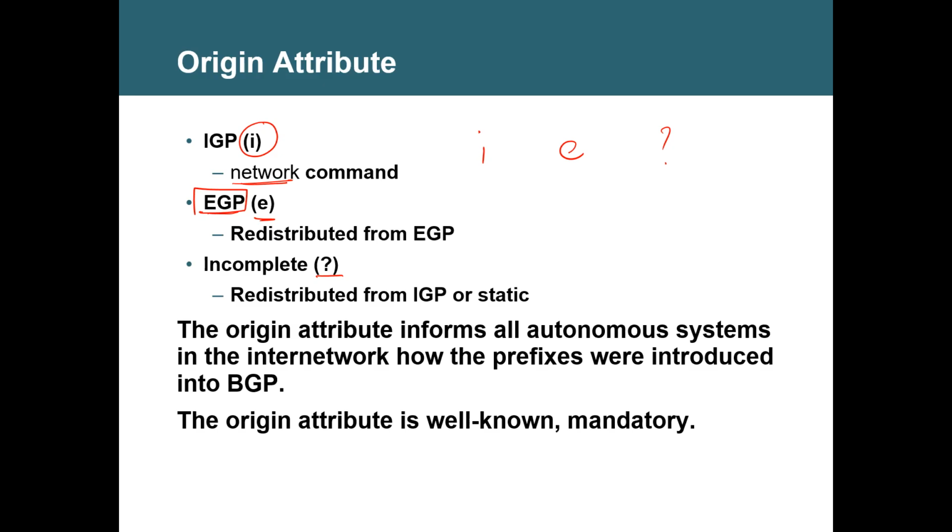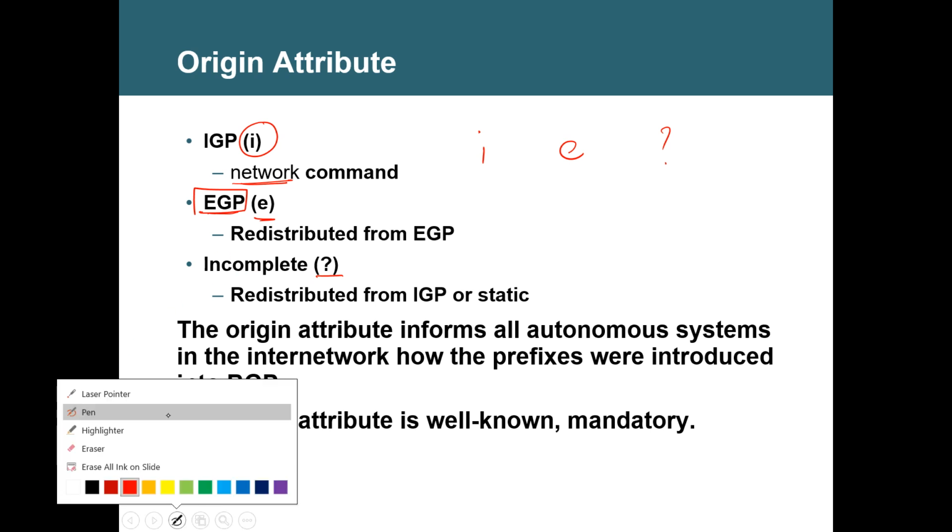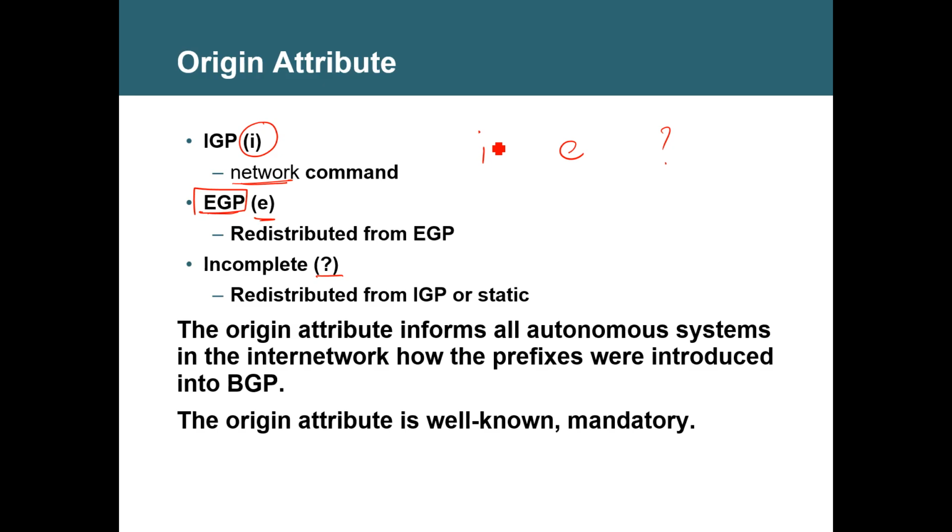Now, this is a well-known mandatory attribute, so definitely you should have one of these. You will have only one of these, and it should be there. Either question mark or I or E, something should be there.